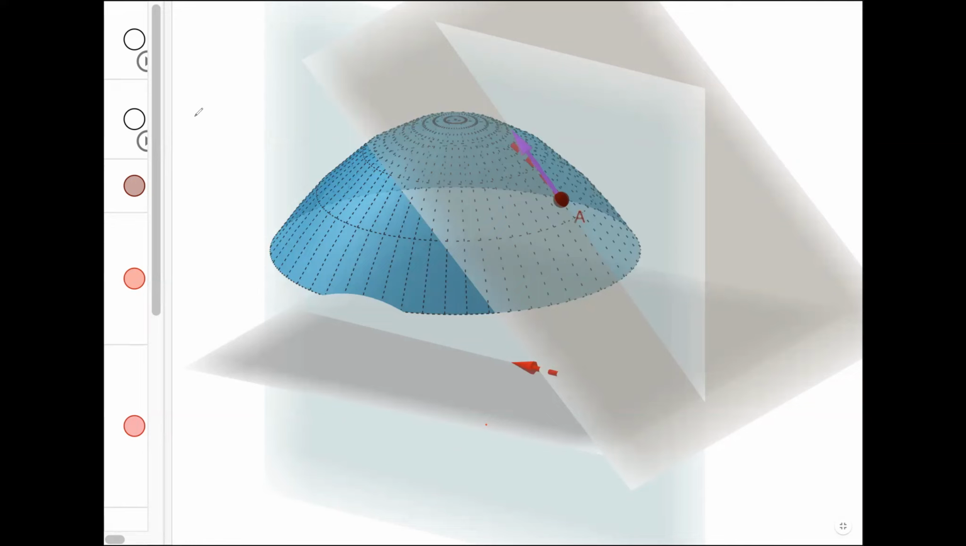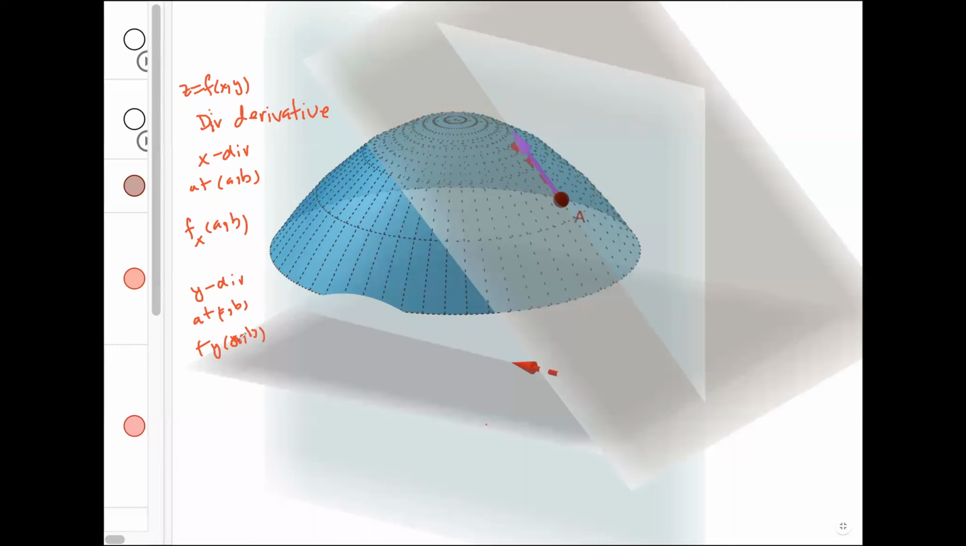So basically, the directional derivative in x direction at a and b, and let's say the function is z equals f of x and y, then this directional derivative was f sub x of a and b. And then the directional derivative in y direction at a and b was f sub y of a and b, right?